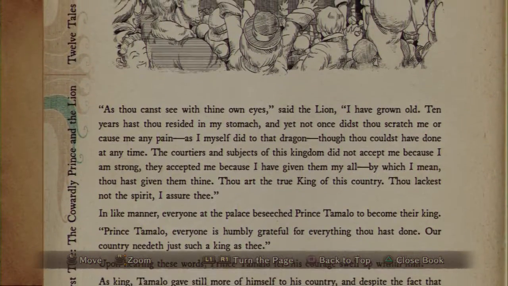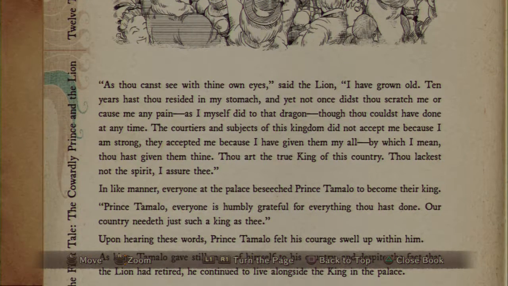"As thou can see with thine eyes," said the lion, "I have grown old. 10 years hast thou resided in my stomach, and yet not once did thou scratch me or cause me pain, as I myself did to that dragon, though thou couldst have done that at any time. The courtiers and subjects of this kingdom did not accept me because I am strong. They accepted me because I have given them my all, by which I mean thou hast given them thine. Thou art the true king of this country. Thou lackest not the spirit, I assure thee."